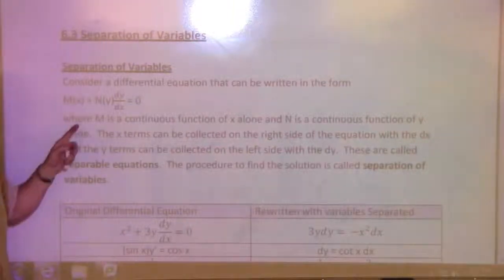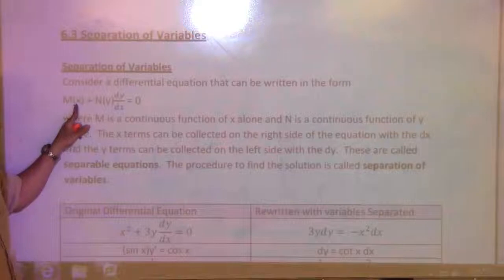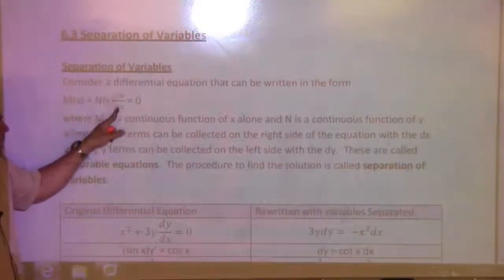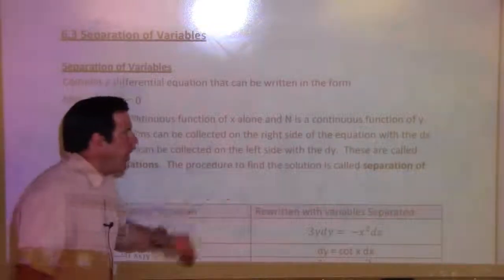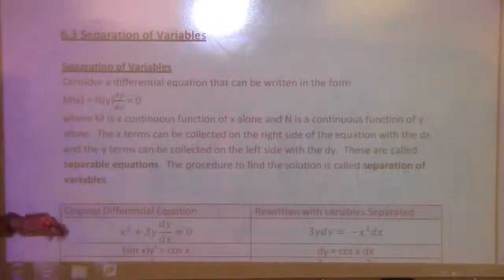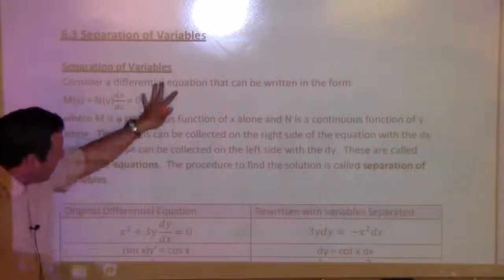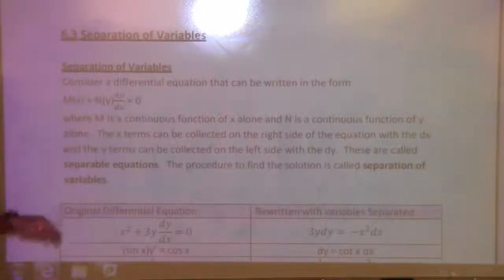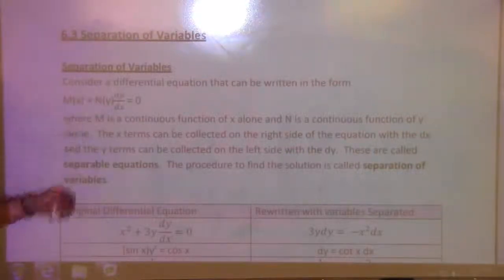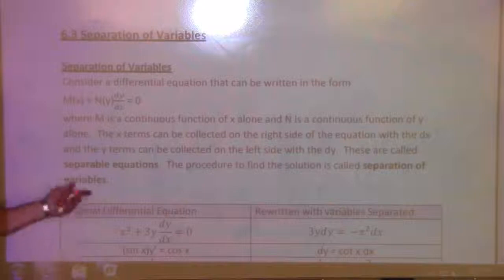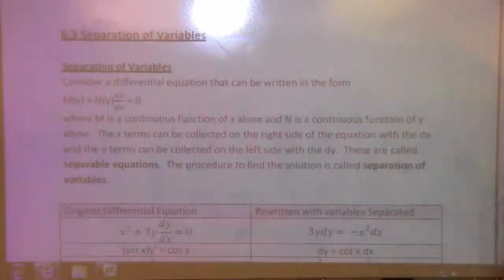So separation of variables. Consider a differential equation that can be written in the form m of x plus n of y dy dx equals 0, where m is a continuous function of x alone and n is a continuous function of y alone. The x terms can be collected on the right side. You can move that m of x stuff over to the right side with the dx, and the y terms with the dy on the left, and you can integrate both sides. These are called separable equations, and the procedure to find the solution is called separation of variables.